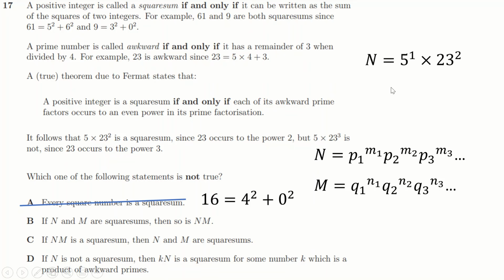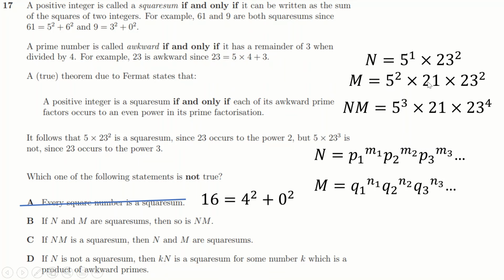To just give you an example of what I was trying to say there, let's take these two, where I've got 5 to the 1 and 23 to the 2. So P1 is 5, M1 is 1, P2 is 23, M2 is 2, and then there are no more primes. And likewise for this. If I multiply these together, I don't care what happens to the non-awkward primes. Like this becomes a 5 to the 3 when you times these together because you add the powers. This becomes a 21, so I don't care. These aren't awkward. But this one, which has an even power here and another even power here, adds the evens to make another even, and so this is still a square sum because its only awkward prime is still an even power. So this is definitely true.